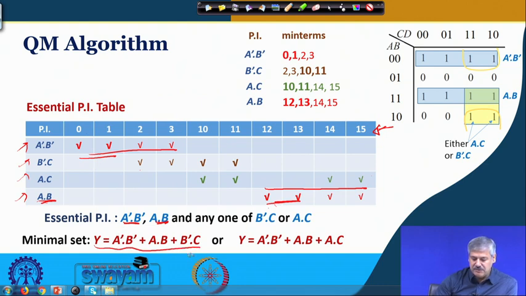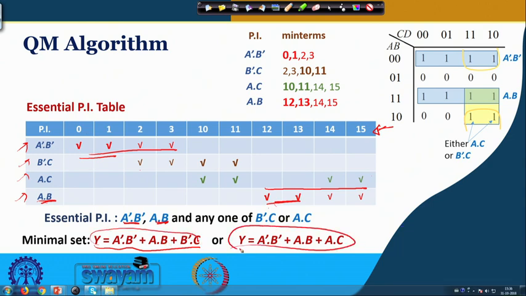We can get one minimal set like this, and another minimal set like this. So, these are the two possibilities. These are the two possible solutions, with similar complexity, that we can get from the QM algorithm for the given example. And we can examine whether this is okay or not by the K-map based simplification that we are already familiar with.